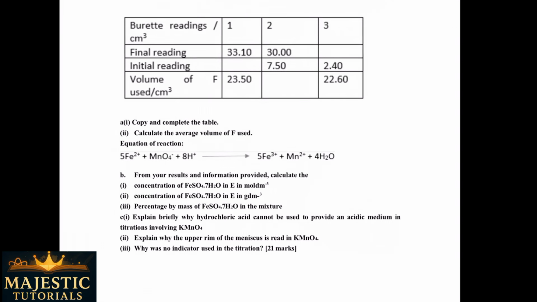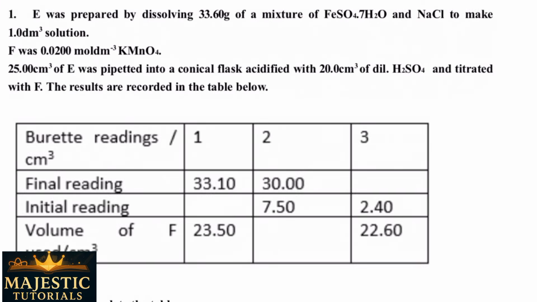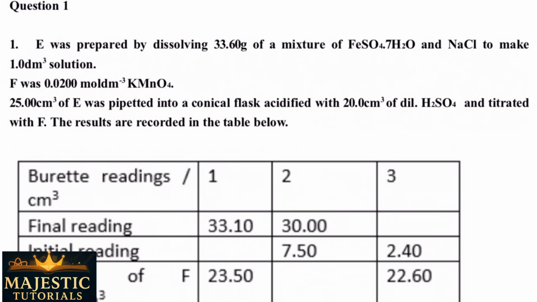Okay, over here I'll be handling these questions. So they say E is prepared by dissolving 33.60 gram of a mixture of iron(II) sulfate heptahydrate and sodium chloride to make 1.0 dm³ of solution. F was 0.02 mol/dm³ KMnO4. Then 25 cm³ of E was pipetted into a conical flask, acidified with 20.0 cm³ of dilute H2SO4 and titrated with F. The results are recorded in the table below.